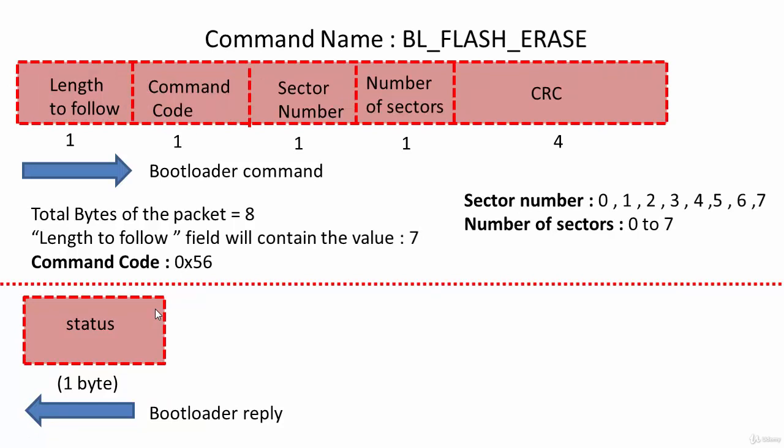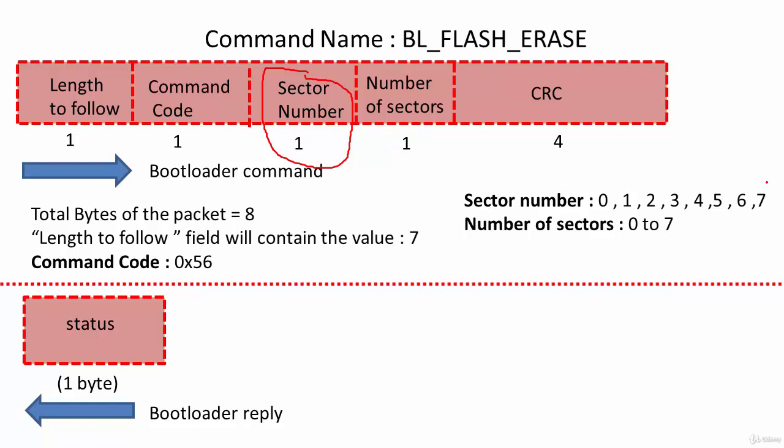Now this is the command packet format to execute the bootloader flash erase command. The host uses this command to instruct the bootloader to erase a particular sector or a range of specified sectors. The command format is very simple. The first two fields are as before, and the third field will be the sector number. In my microcontroller there are, sorry, 8 sectors, from 0 to 7. The host will mention in this field which sector needs to be erased.